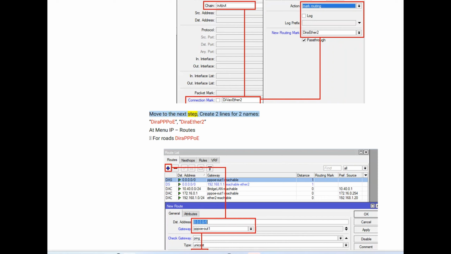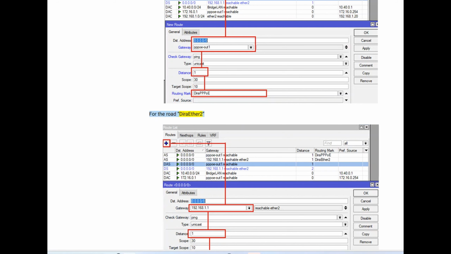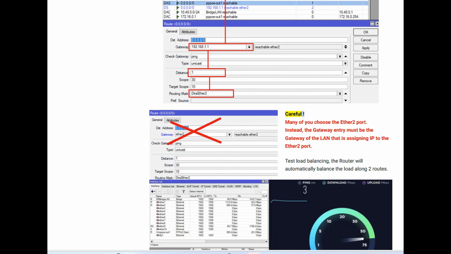Move to the next step: create 2 routes with 2 names, DiraPPPoE and DiraEther 2, at the IP menu, Routes. One for the road DiraPPPoE, and one for the road DiraEther 2. Careful! Many of you choose the Ether 2 port. Instead, the gateway entry must be the gateway of the LAN that is assigning the IP to the Ether 2 port.